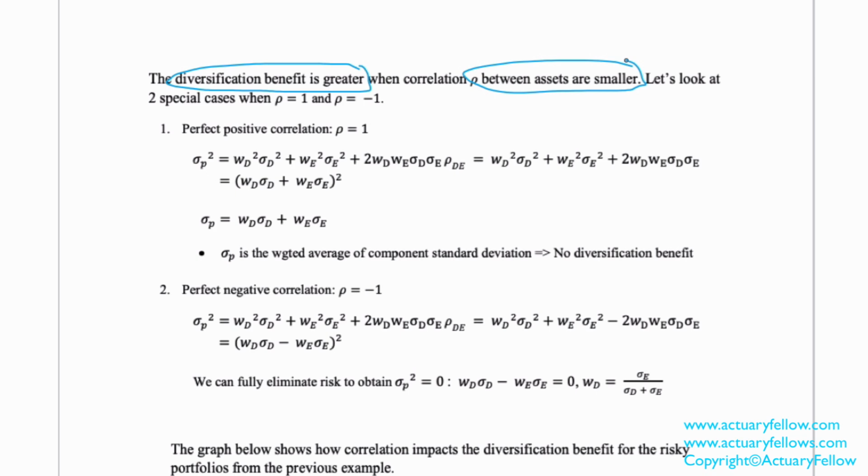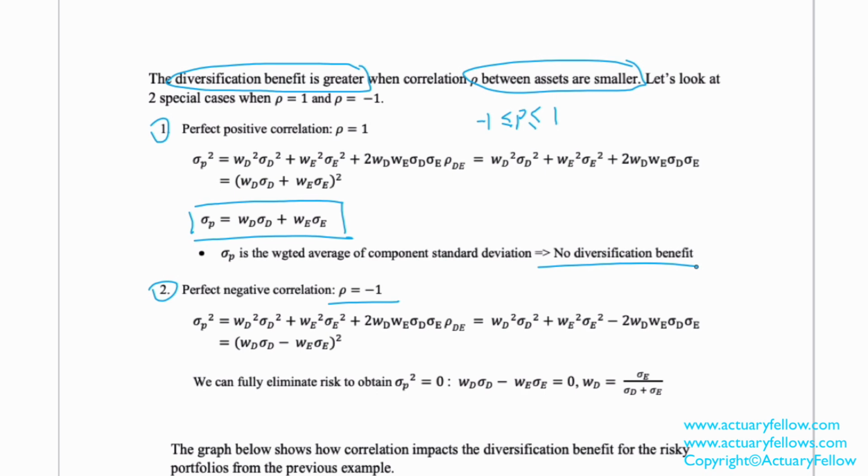Correlation is always between -1 and 1. There are two special cases. First, perfect positive correlation. When correlation is 1, the two assets move in the same direction. The second case is perfect negative correlation, with correlation being -1. When one asset falls, the other one increases. For perfect positive correlation, the portfolio standard deviation is simplified to the weighted average of the component standard deviation. There is no diversification benefit at all.